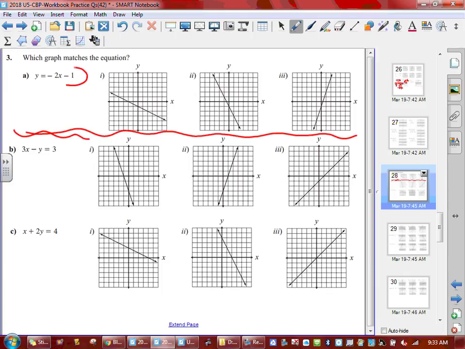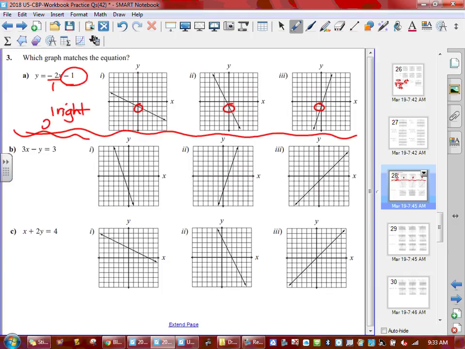Our start point's at -1. We have to see if they start at -1. There's a -1, there's a -1, there's a -1. So they all have the same start point. Now I have to check and see how they move the dots. So make it into a fraction. This one's going 1 right.